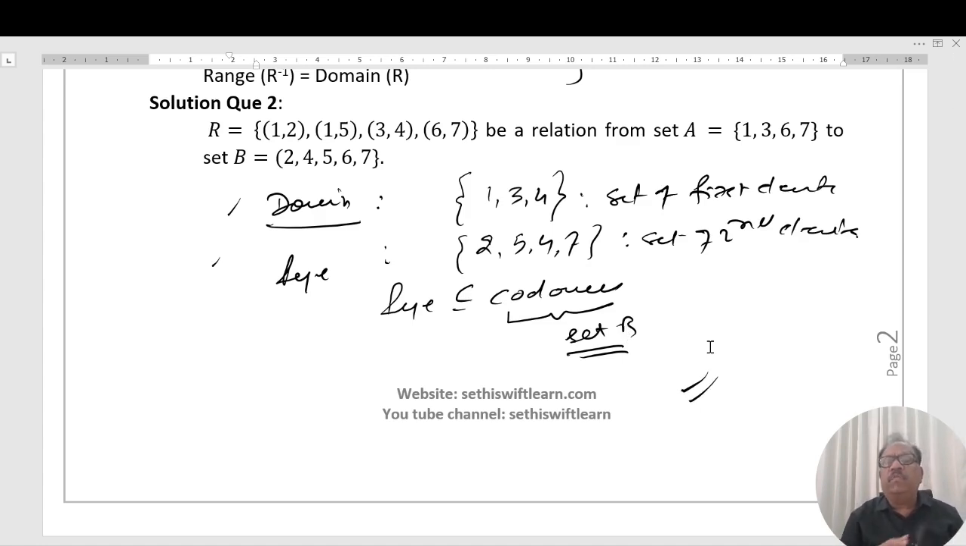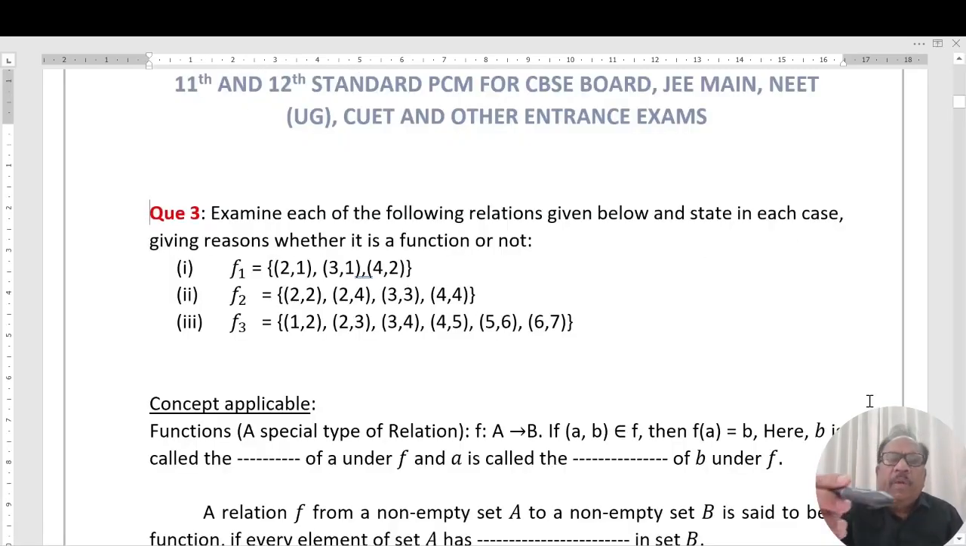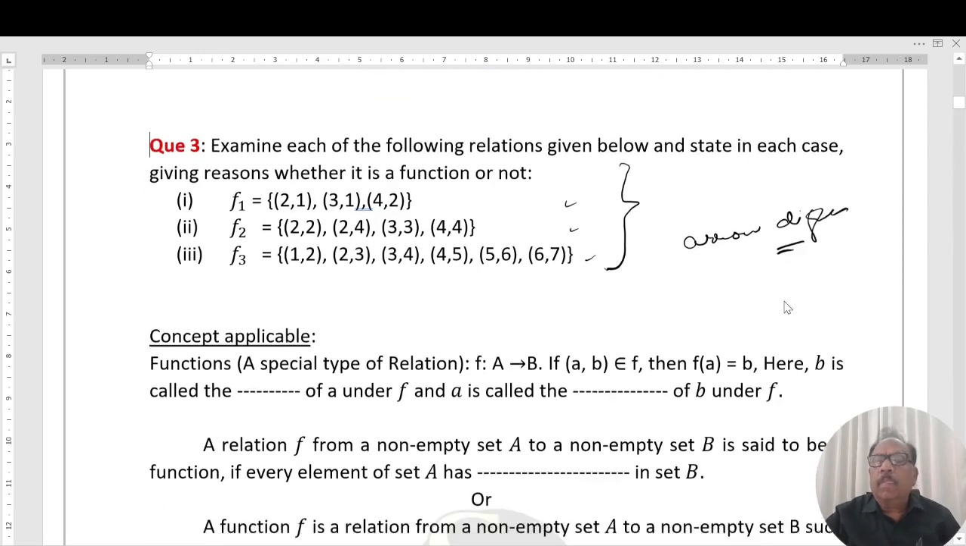Now we'll start the next function. Now the topic is functions, right? This concept is being cleared by using this illustration. Question is, examine each of the following relations given below and state in each case, giving reasons, whether it is a function or not. The three functions I will discuss one by one by arrow diagram. By arrow diagram. Right? Now, concept applicable.